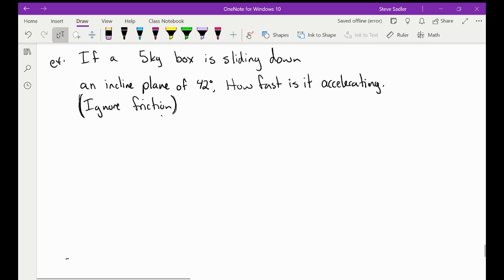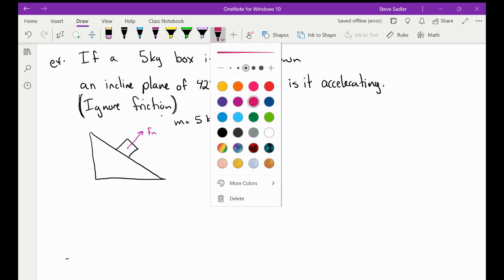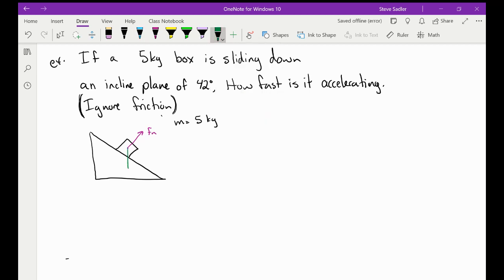If a 5 kilogram box is sliding down an inclined plane of 42 degrees, how fast is it accelerating? So we'll draw our picture. It's always going to be good to draw a picture. We know that the mass is 5 kilograms. And our forces are going to be normal force. There's no friction, so we just have gravity now. Let's do dark green. Force of gravity.